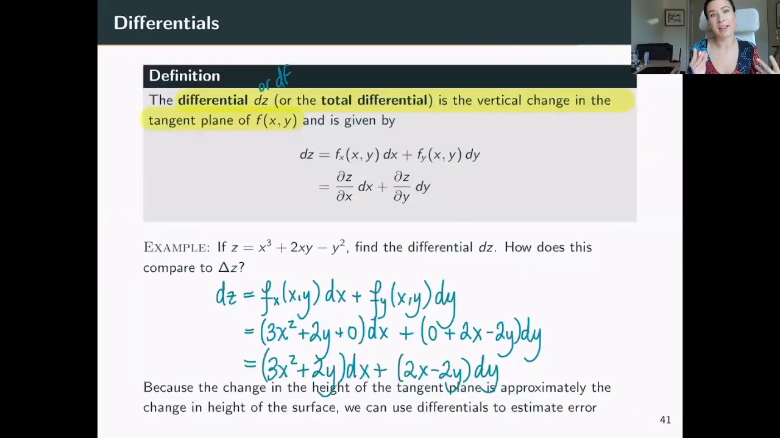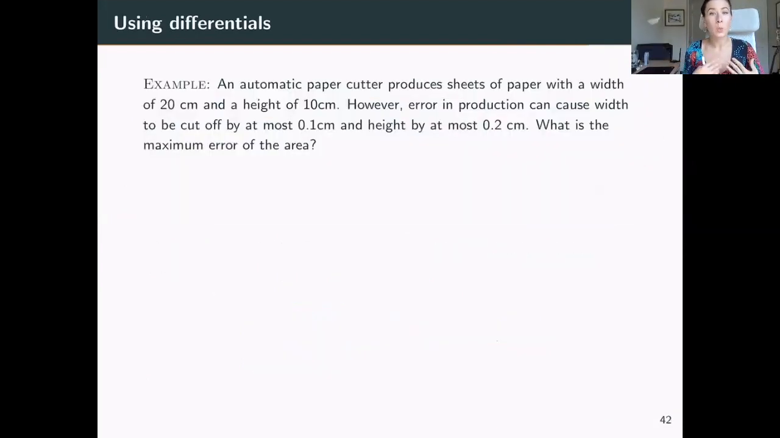We have that our dz is approximately equal to delta z. The change of the height in the tangent plane, especially when we're very close to a given point, is basically the same as the change in the surface. We can use that to help us with applied problems in terms of error.